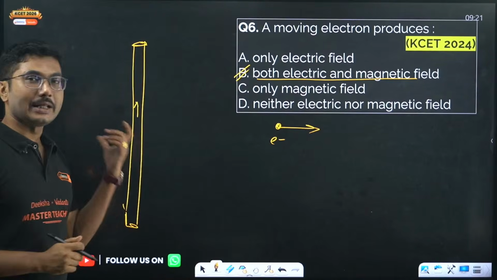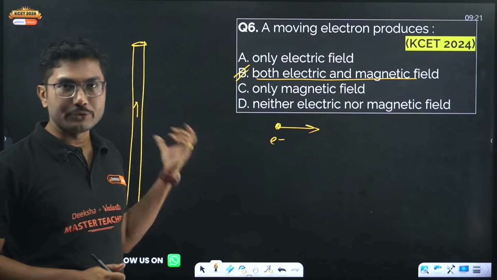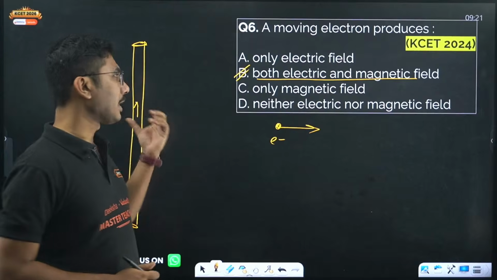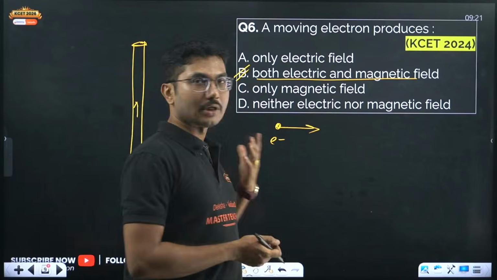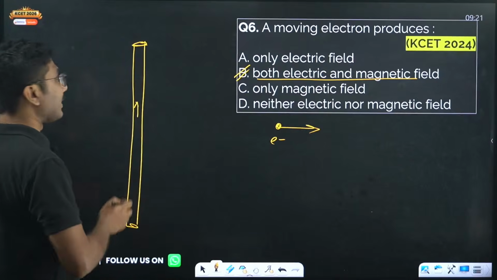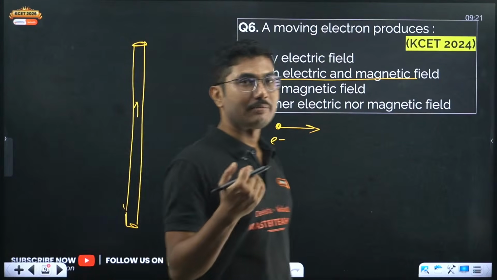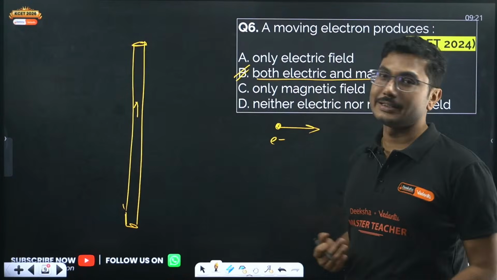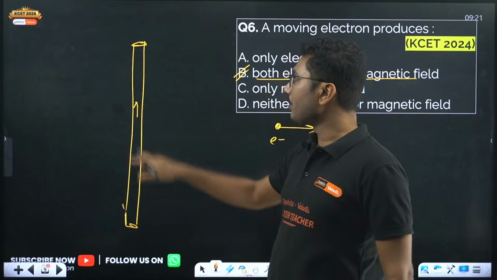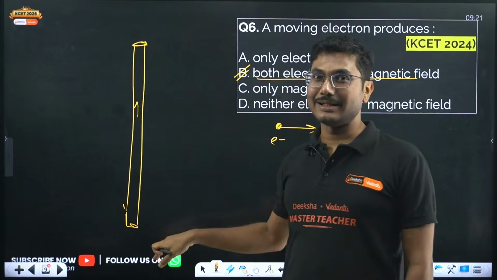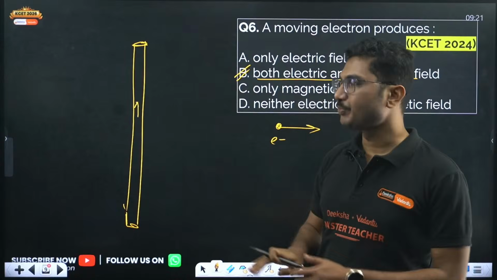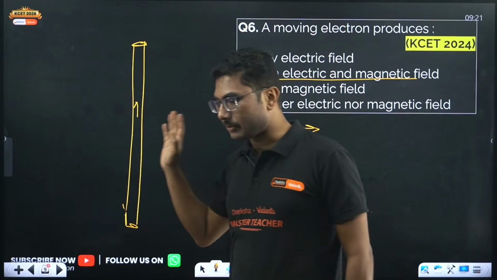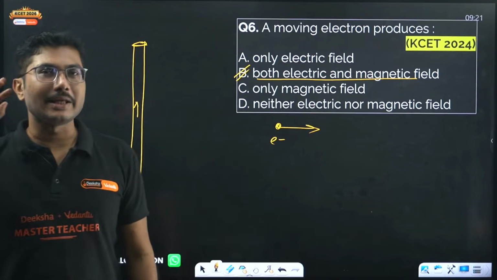So a current carrying wire does not produce any electric field. Even though electrons are moving in a current carrying wire, they are moving because of the external electric field that you have applied. In the current electricity chapter we have learned that when you apply an external electric field, the electron starts drifting in one direction. This is a very, very important concept. Many students confuse it and make mistakes.